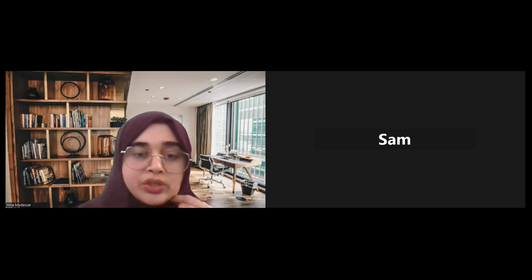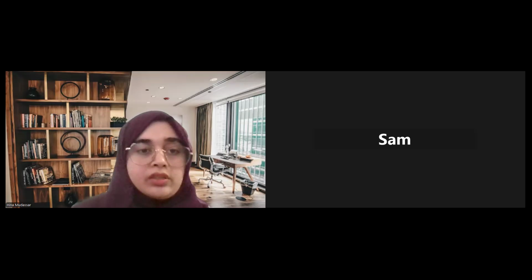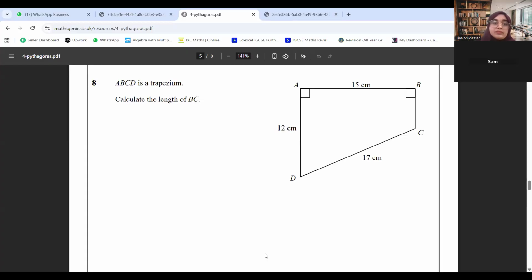So let's do the next question. Can you please read question number 8? ABCD is a trapezium. Calculate the length of BC.